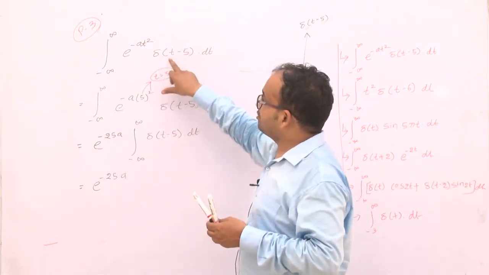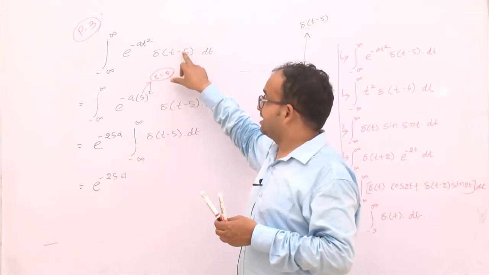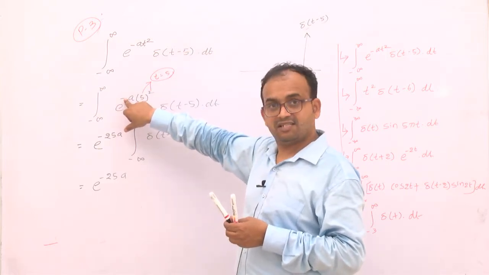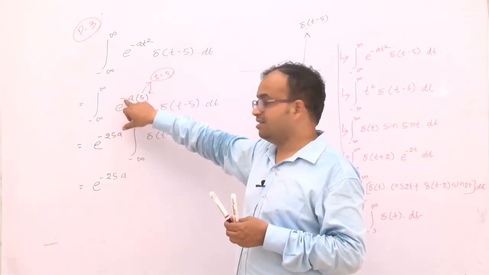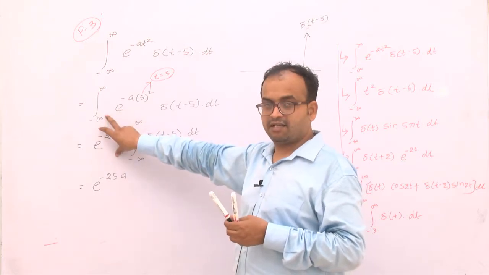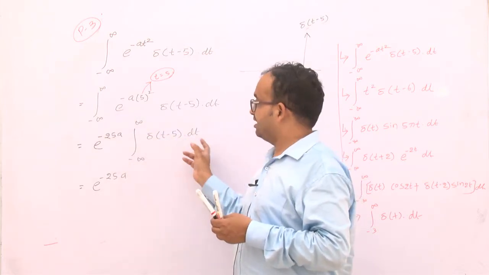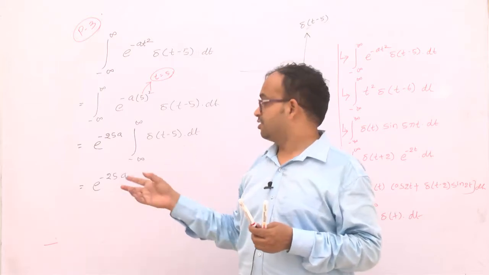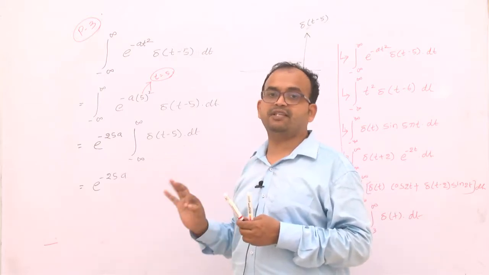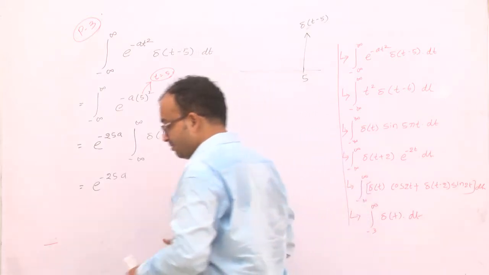First of all, you have to see where delta t is present. Then replace the t in the other function, x of t, by t0. Then take it as a constant out of the integration. Then integrate the delta function, which is equal to 1, so that you can get the answer. Very simple thing, right? So let us see the next problem.